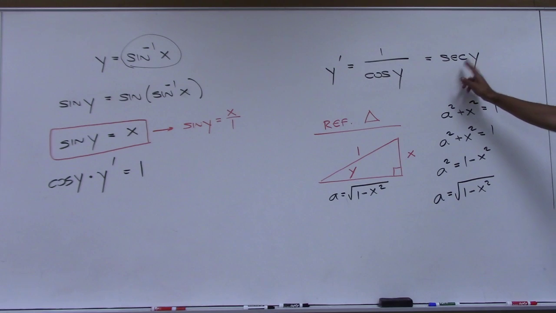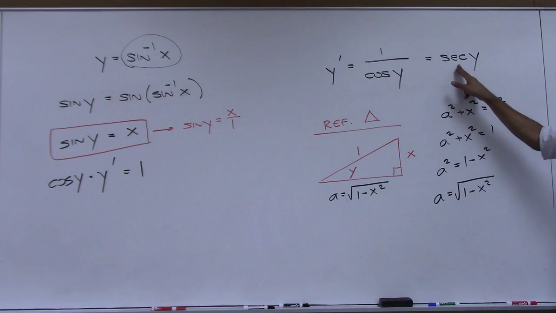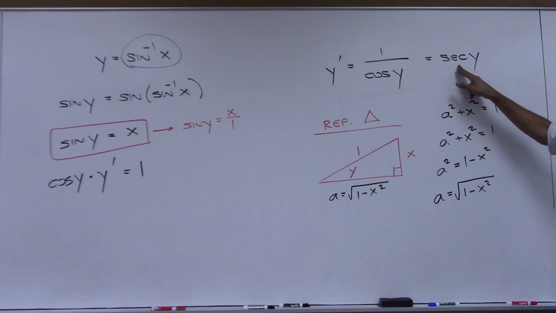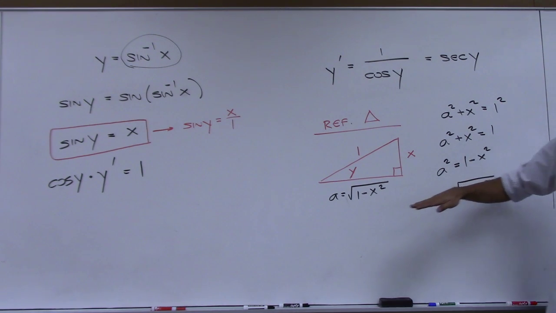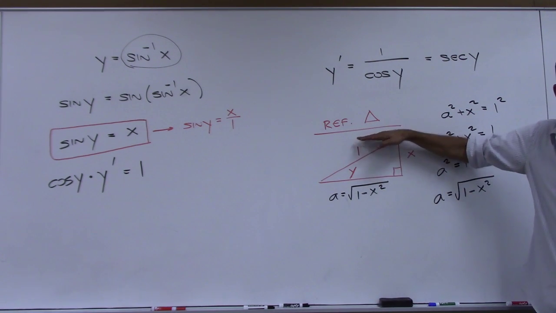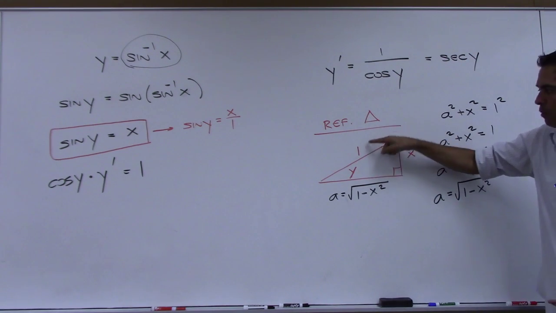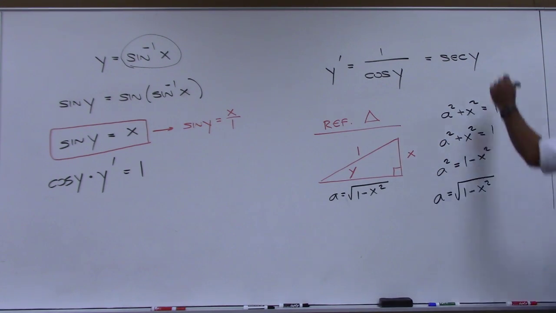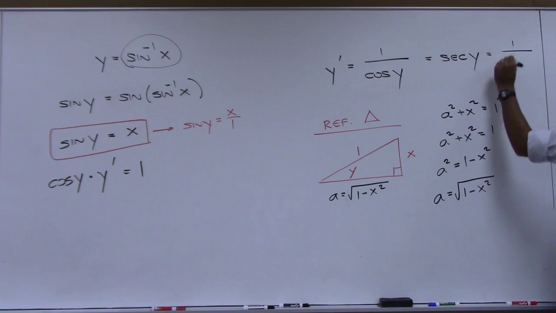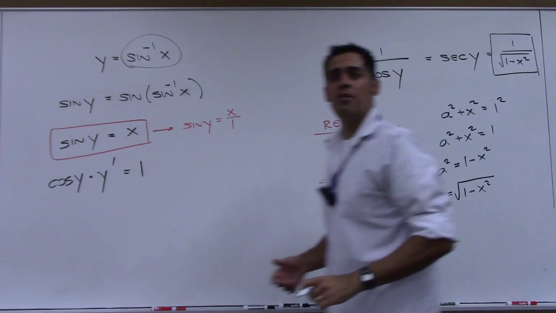So back to this now. Once you've created your reference triangle, secant of y is the reciprocal of cosine. Cosine of y would be this over this, adjacent over hypotenuse. But we want secant, so we want 1 over this, don't we? So the answer here is 1 over the square root of 1 minus x squared. Box it up. And then you can go check your formula sheets now.